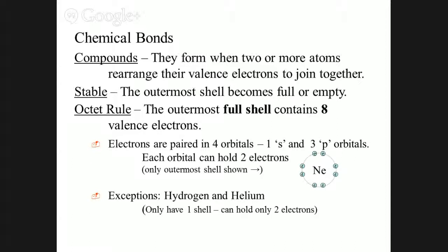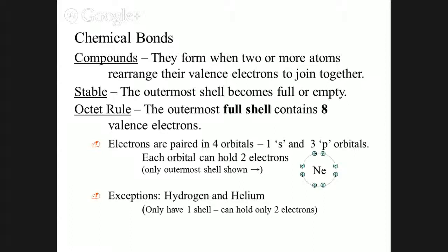So let's talk about chemical bonds and using these valence electrons. Compounds: 2 or more atoms rearrange their valence electrons to join together. So this whole unit is all about what's happening to the valence electrons. We're not worried so much about what's happening to the inner shells, just the valence electrons. Now, an atom becomes stable energy-wise when that outer shell is totally full or it's empty.